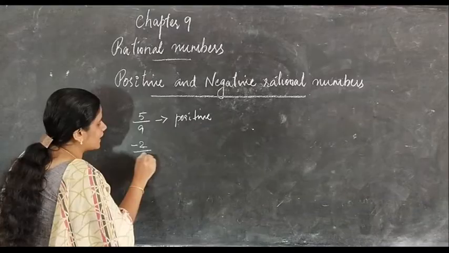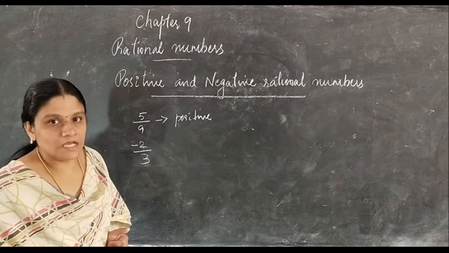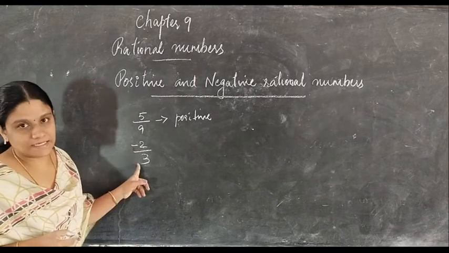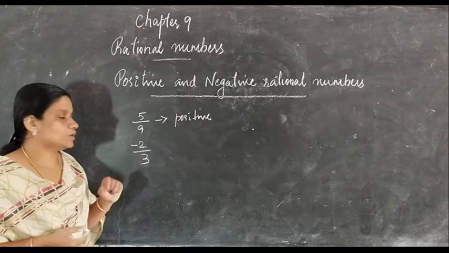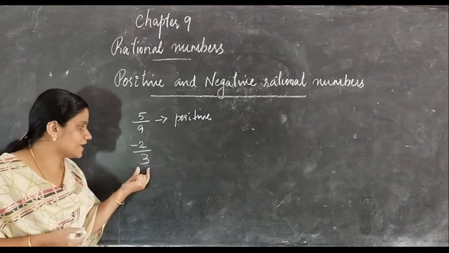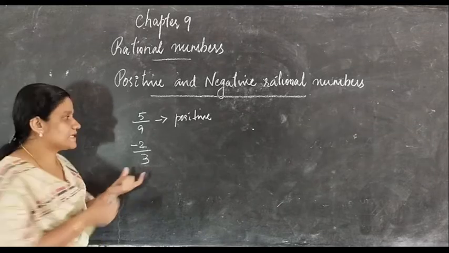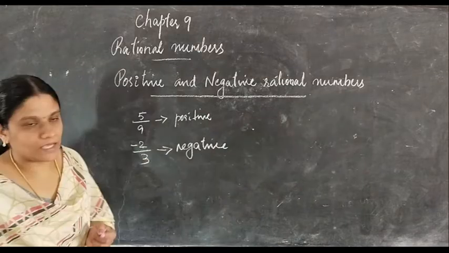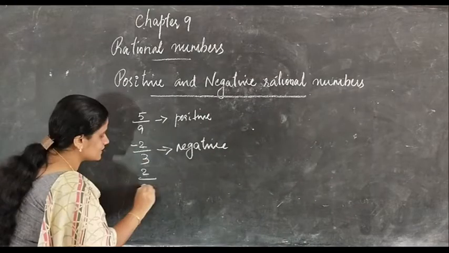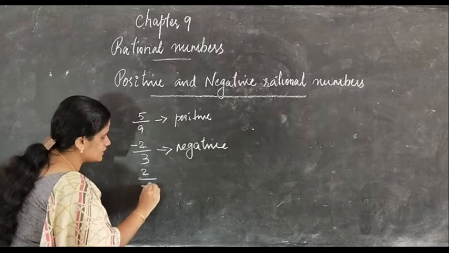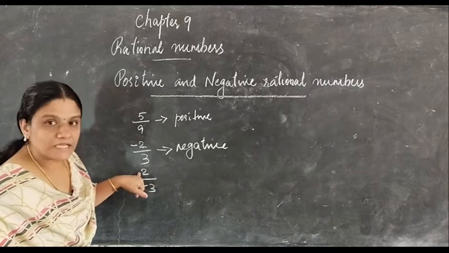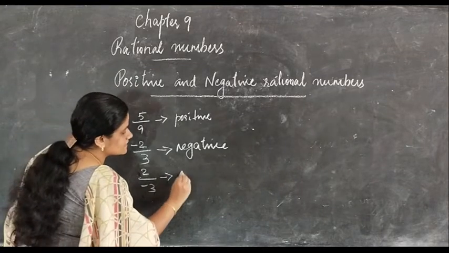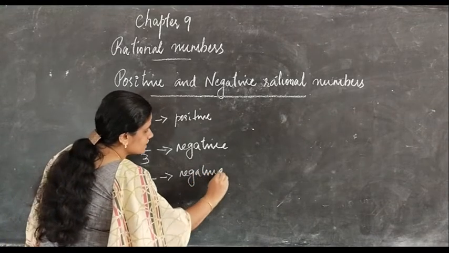Now for example, negative 2 by 3. Children, here the numerator is negative and denominator is positive. So if the numerator is negative and denominator is positive, then we will call it a negative rational number. Now the vice versa. What is that? 2 by negative 3. Here the numerator is positive and denominator is negative. This also we will call a negative rational number.